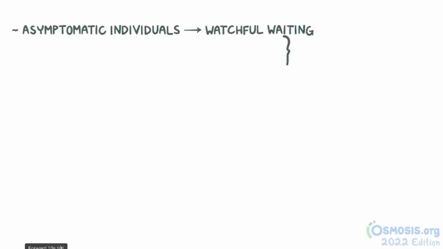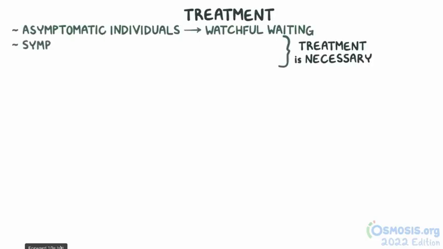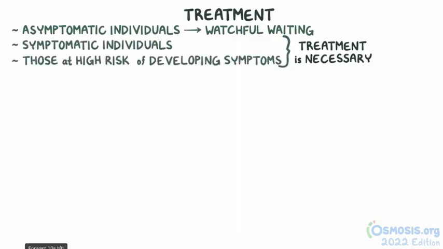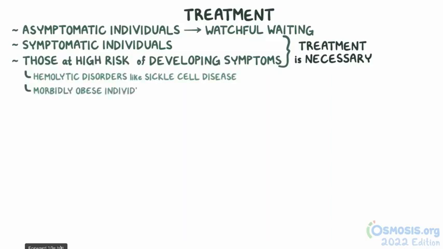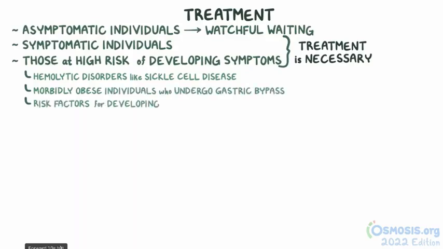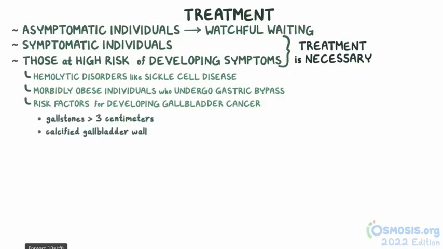Okay, now for most asymptomatic individuals, the usual plan is watchful waiting. However, treatment is necessary for symptomatic individuals or those at high risk for developing symptoms. High-risk individuals include those with hemolytic disorders, like sickle cell disease, morbidly obese individuals who undergo gastric bypass, or individuals who have risk factors for developing gallbladder cancer, like gallstones bigger than 3 centimeters, a calcified gallbladder wall, which is also called a porcelain gallbladder, and gallbladder adenomas.